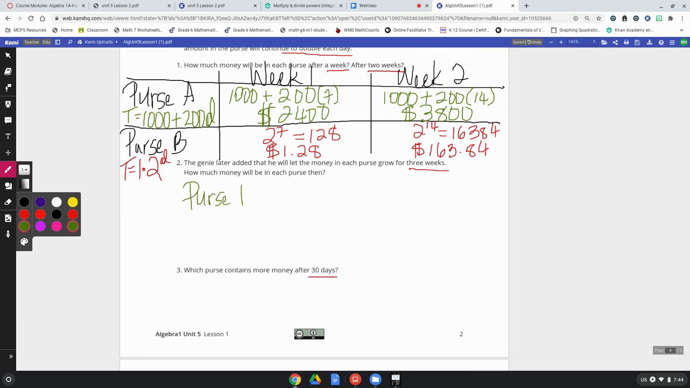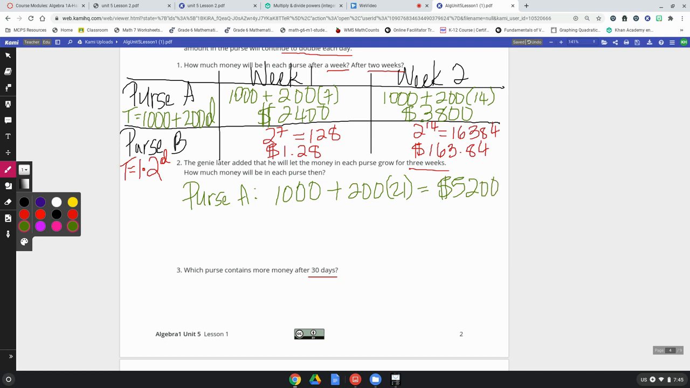For week 3, all right, would be $1,000 plus $200 every day for 21 days. So that will give me $5,200.